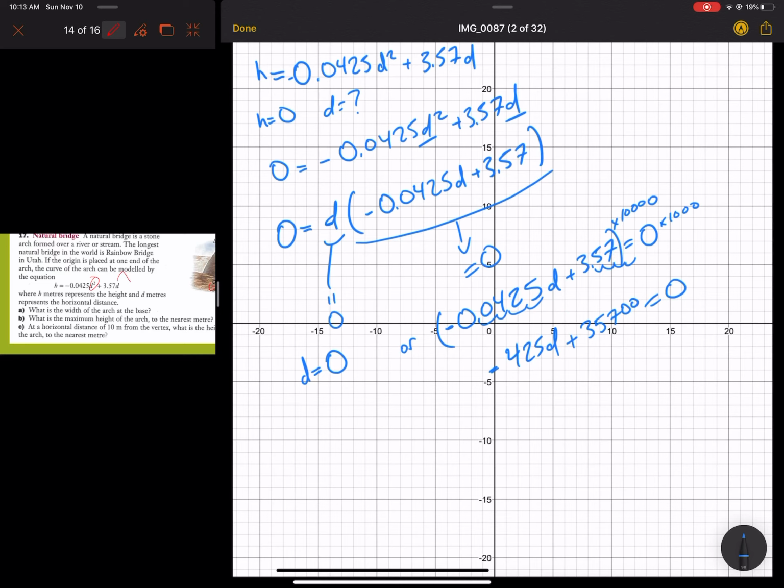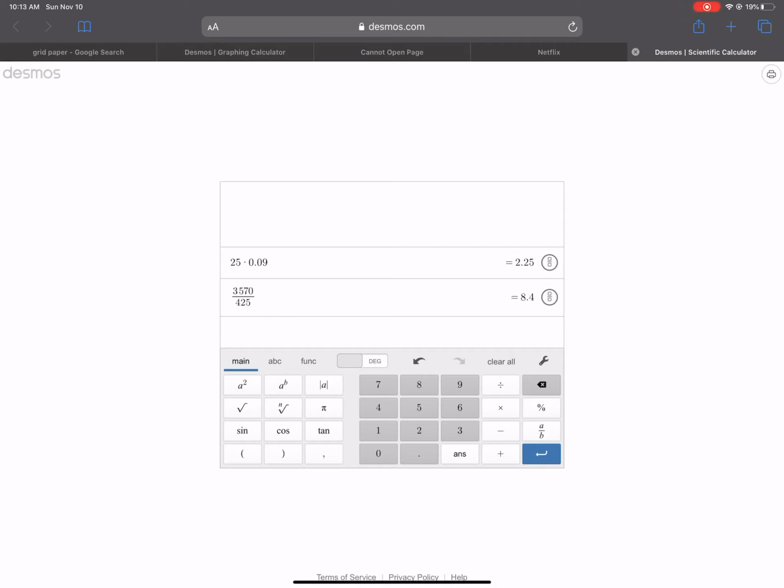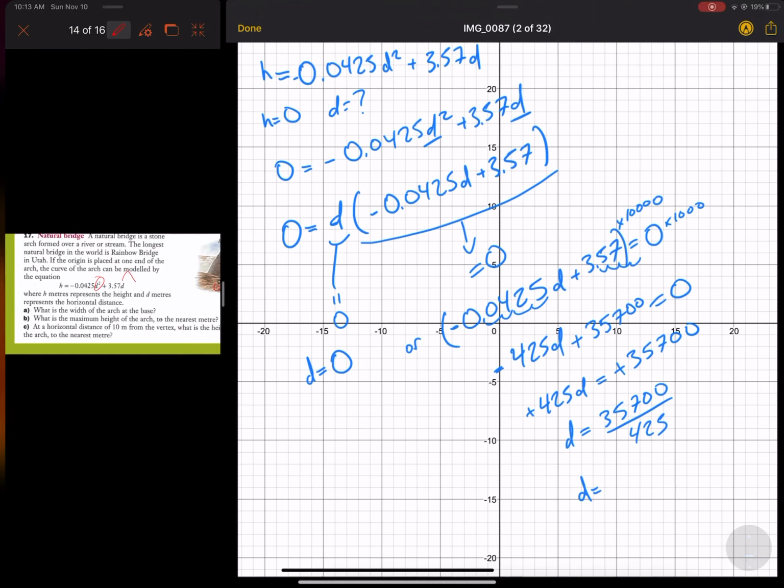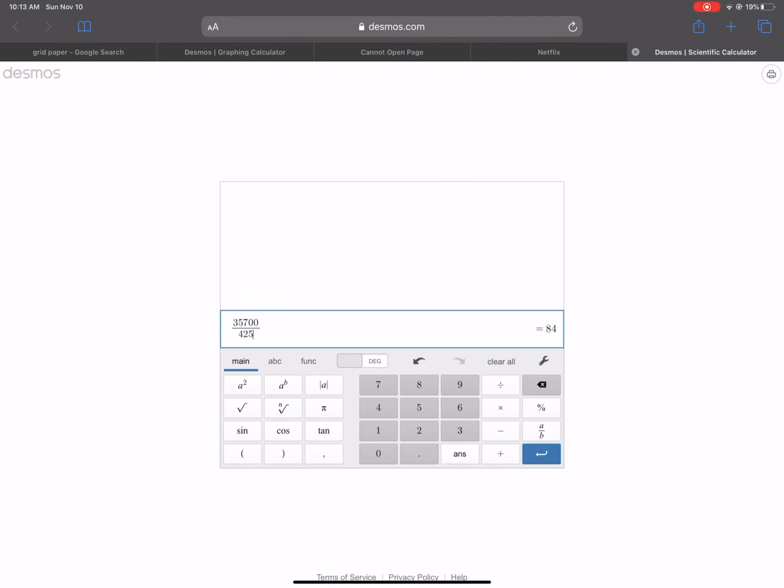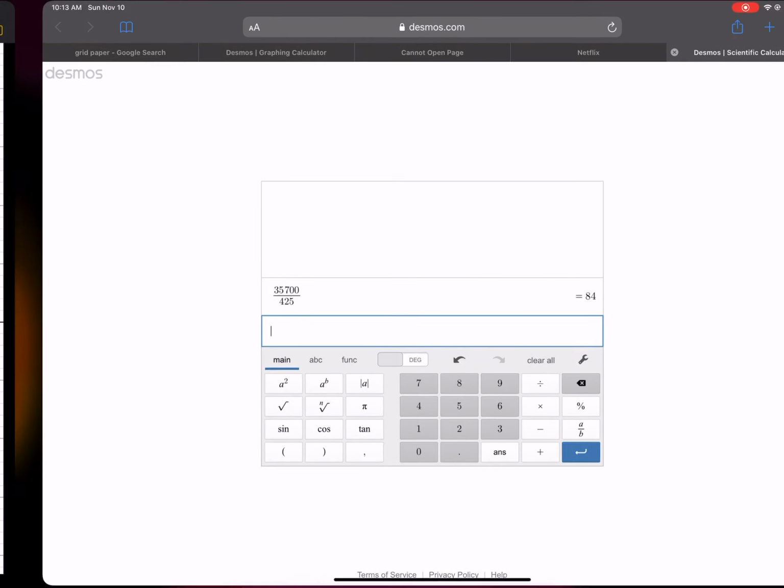Okay, our next step is to say negative 425d equals 35700. Let's multiply both sides by negative 1 to make them both positive. So d equals 35700 all over 425. Let's see what that equals. We need a calculator. Clear it all. 35700 divided by 425. Now that's just equal to 84.